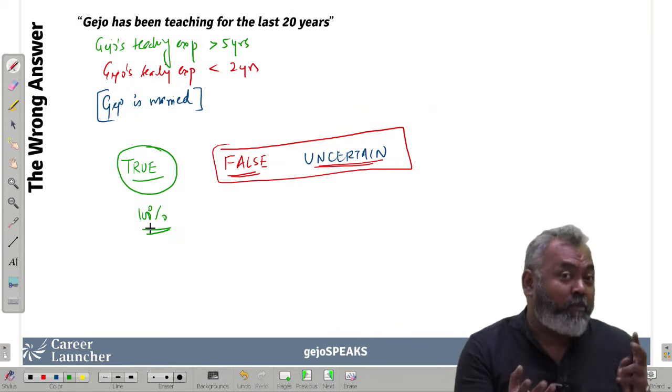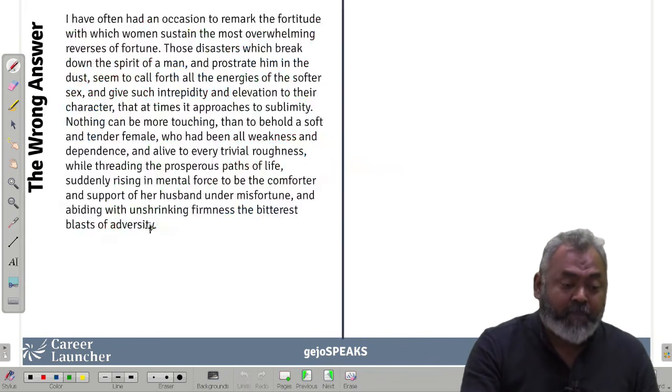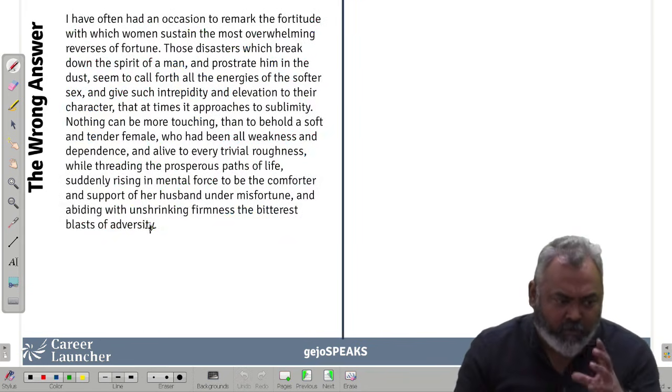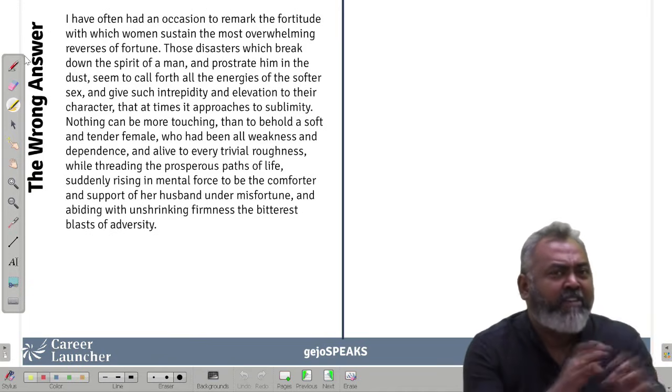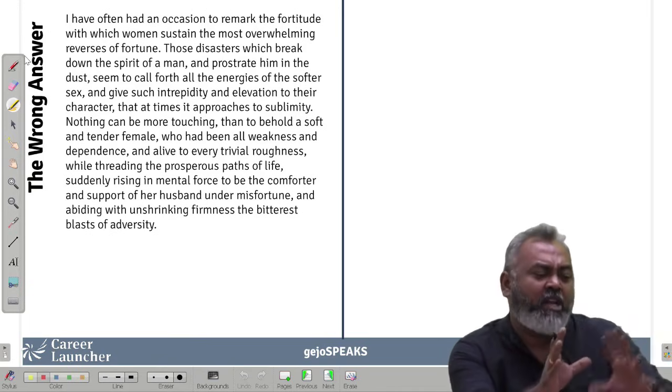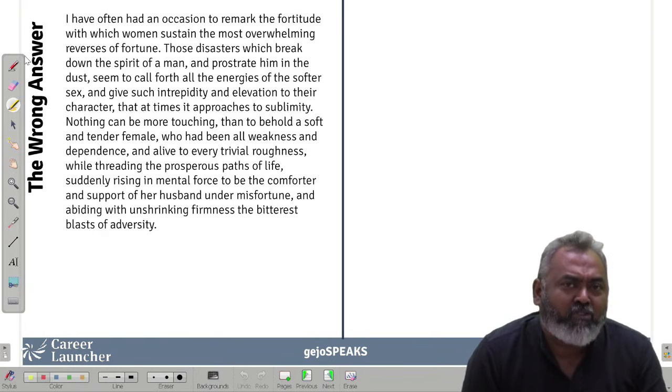Now, 100% true should be based on the passage. Let's just read this passage a bit. In the subsequent lesson, we will look at how to read effectively. But at this point in time, let's just read and understand what the passage is trying to tell us.